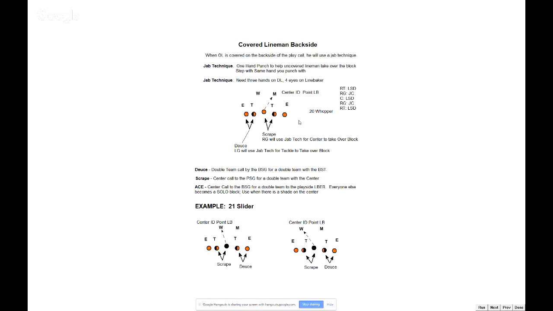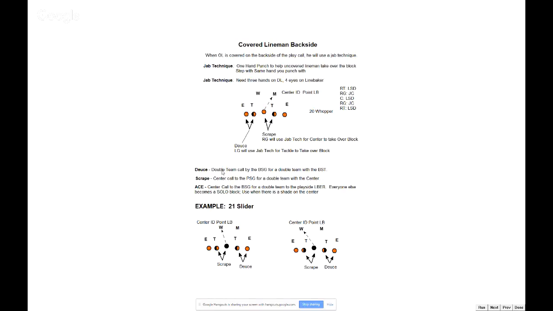So here we've got 20 whoppers to call. Identify the mic. Scrape, scrape, scrape. He knows he's going to use his jab technique because of how he's covered. So we see jab, step, jab and climb. Our center, lateral step and drive. Our left guard, he's going to jab and climb. Our left tackle, he's going to lateral step and drive. And then we're all working together to get the front blocked.